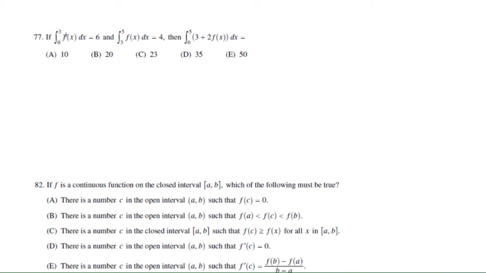From 0 to 3 is 6. From 3 to 5 is 4. Notice that these 3's match up, which means I can connect them, right? So that means the integral from 0 to 5 of f of x is 10. Perfect. Okay, but that's only of f of x. What happens if I multiply that by 2? So it'd be 20 plus 3? It would be 20 plus this integral from 0 to 5 of 3. There's a shortcut way and then there's the long way of doing this. What's the shortcut? Shortcut is 5 minus 0, 5 times 3, 15.